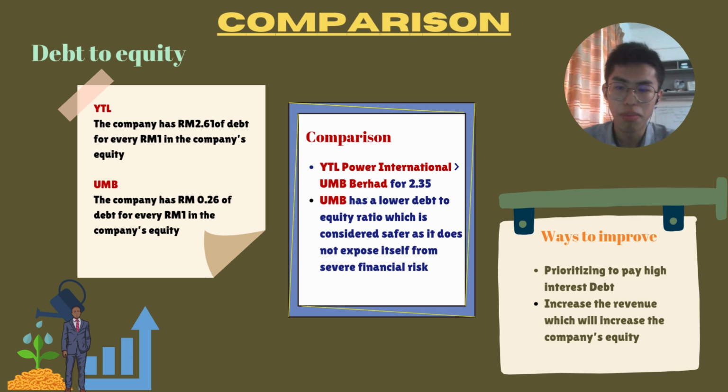There are two ways to improve and maintain this ratio, which are prioritizing paying high interest debt and increasing the revenue so that the company's equity will increase.